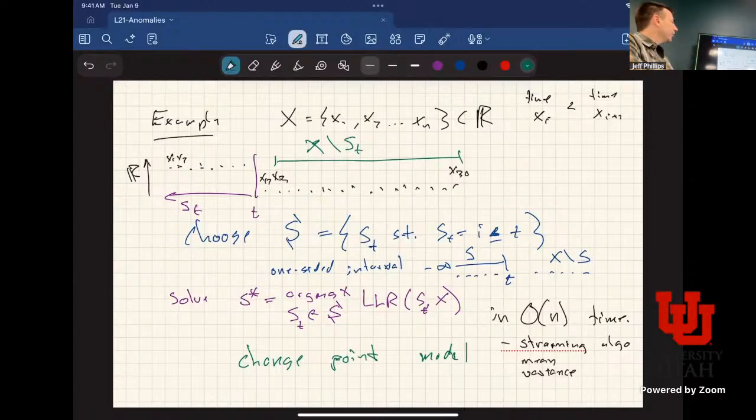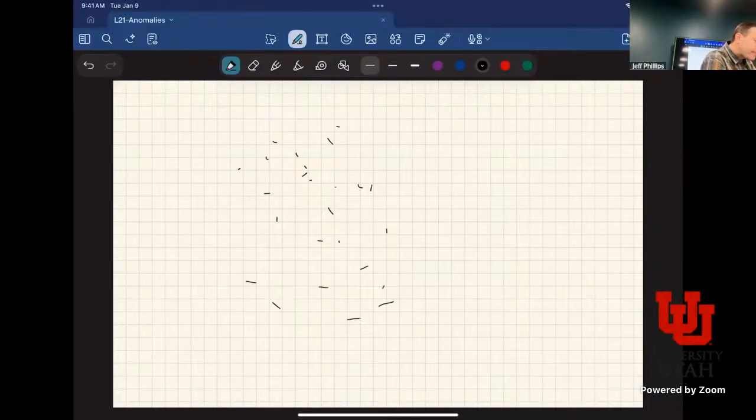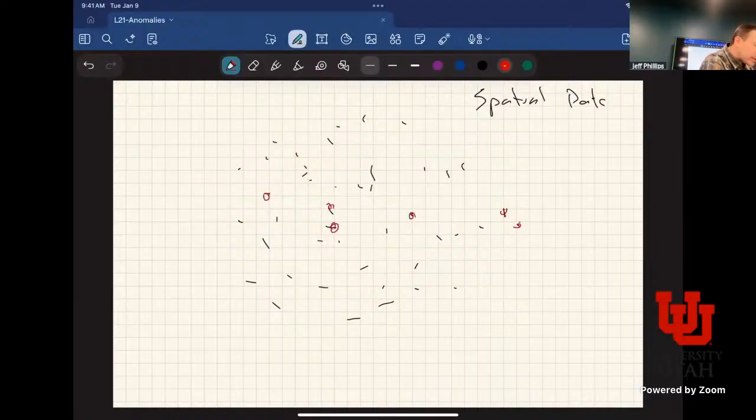Okay, so what if I have, let me just say one more thing. What if I now have some data? So this would be some spatial data. And there are some interesting values of these. Maybe they have a larger value on them.